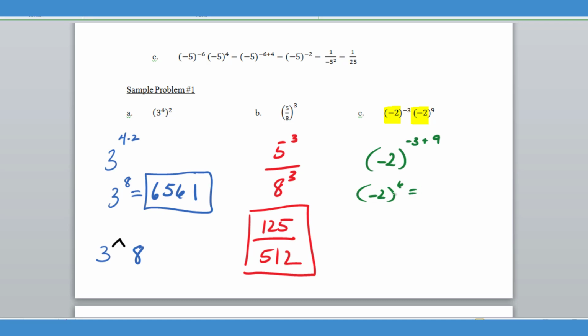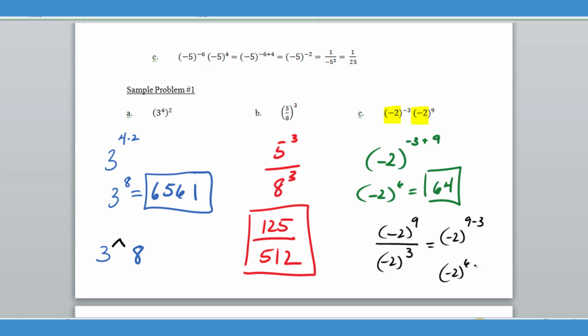And make sure that when you do this in your calculator that negative 2 is in parentheses when you raise it to the 6th power to get 64. Now, if we wanted another method, the negative 2 power being raised to a negative exponent could actually be put underneath and made a positive exponent. And then what's going to differ here is, since we have the same base through division, we will subtract these, and so that's going to be 9 minus 3, which is still going to give us negative 2 to the 6th power, which is 64.